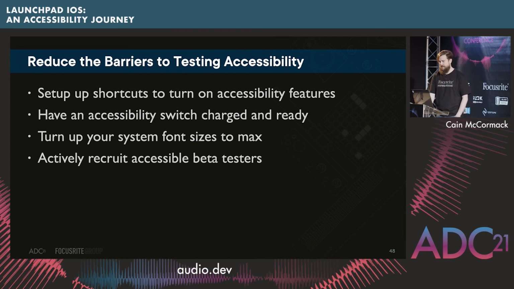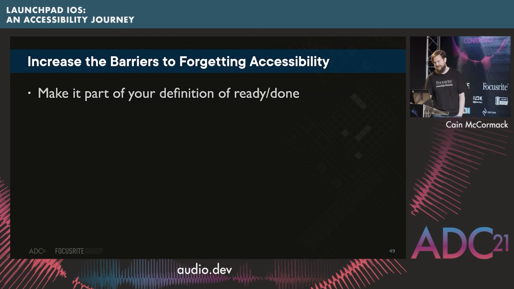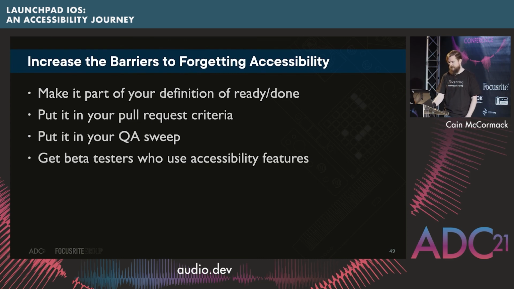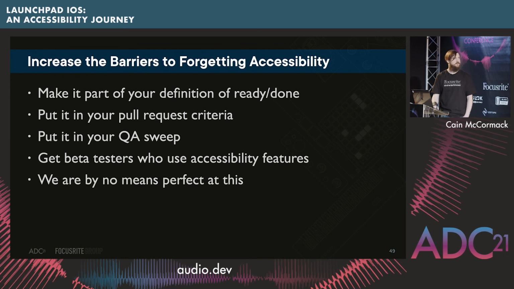And then on the opposite side, you can increase the barriers to forgetting it. So you can make it part of your definitions of what's finished, what's ready, what's a signed off design. Put it in your pull request criteria, put it in your QA sweeps. If you've got beta testers, they'll tell you pretty quickly if something doesn't work. Yeah, just as a last point, I'm not saying we do this perfectly, right? This is as much for me as it is for everyone else.